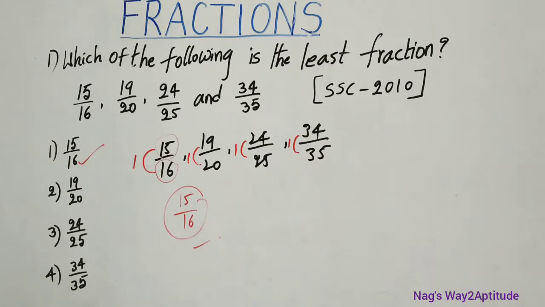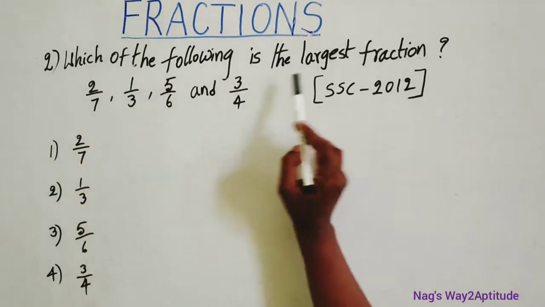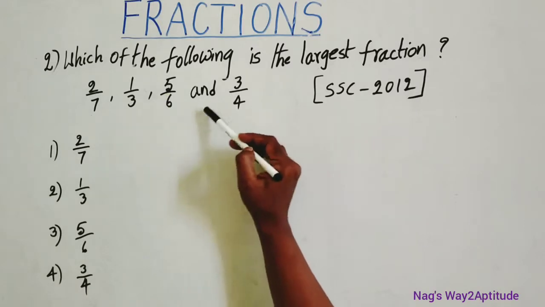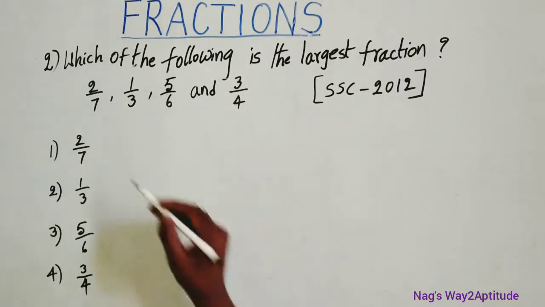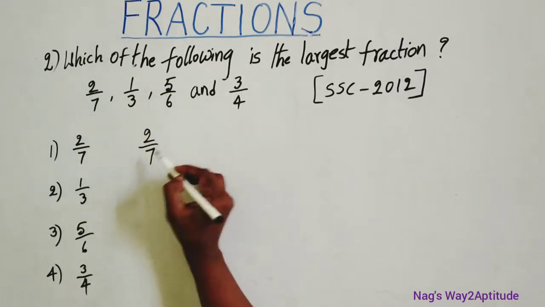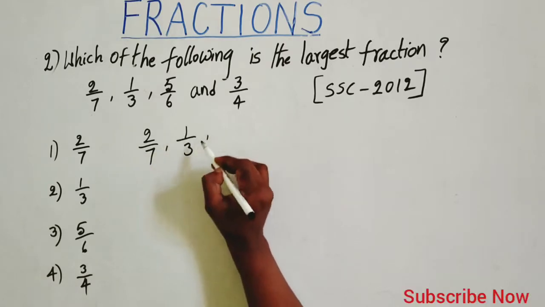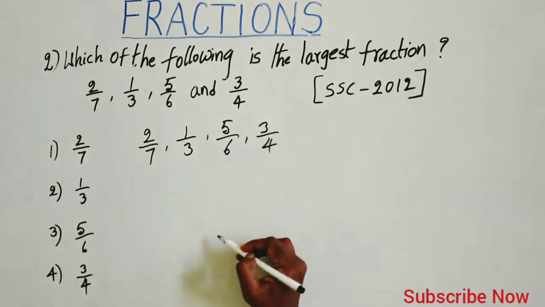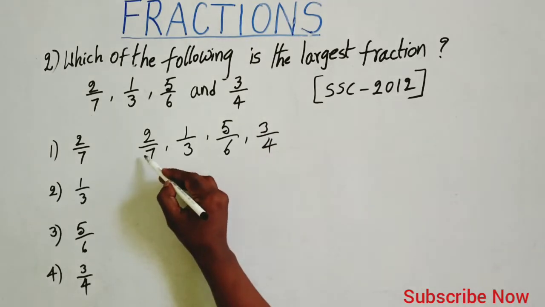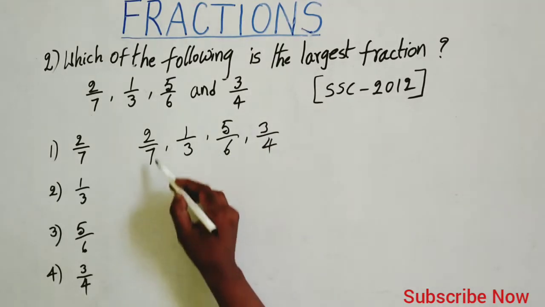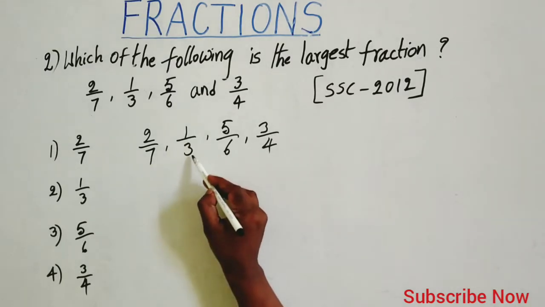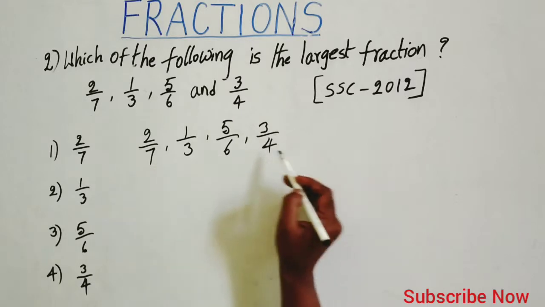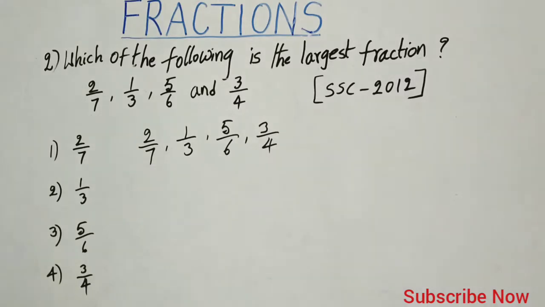Now let's see another one. Which of the following is the largest fraction? 2 by 7, 1 by 3, 5 by 6 and 3 by 4. So the given fractions are 2 by 7, 1 by 3, 5 by 6 and 3 by 4. So here the difference between numerator and denominator is not the same in all the cases. Here the difference is 5, here the difference is 2, here the difference is 1 and the difference is 1. The difference is not the same. So we should go in another way.